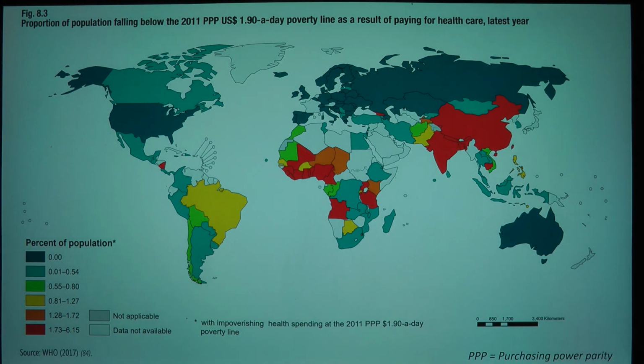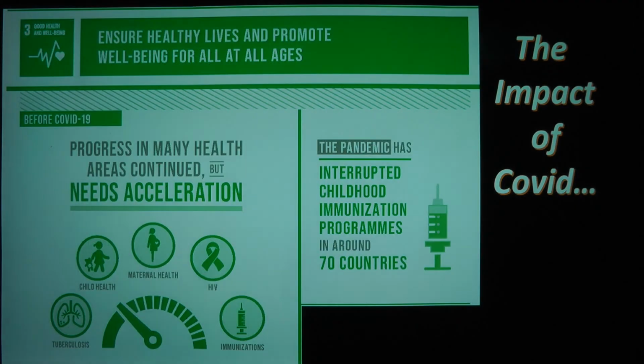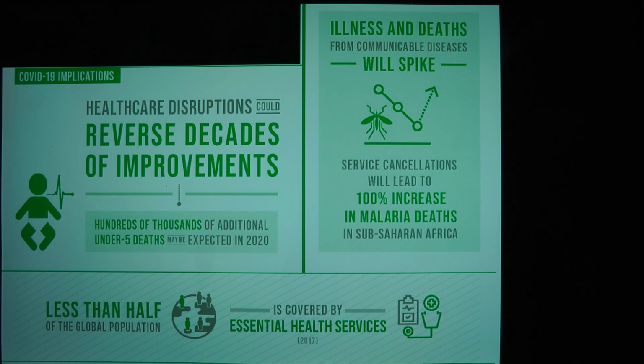If we look at the proportion of the population falling below the poverty line as a result of paying for healthcare, again we see inequalities, and we see some areas in red are way out of the target areas. On top of all these challenges, we have of course had the pandemic, and where there has been progress, we're anticipating that there will be regression, with interruption to immunisation programmes, and also some of the communicable diseases spiking because of service cancellations.